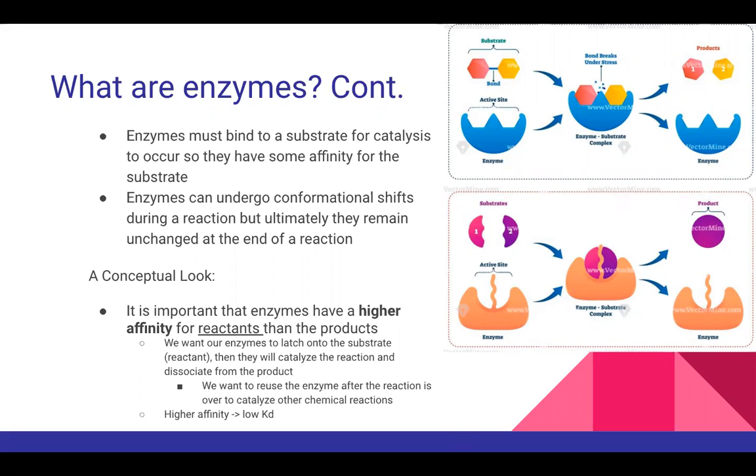It's important for enzymes to have a higher affinity for reactants than products, because we want the enzymes to latch onto the substrate, which is the reactant. Then they will catalyze the reaction and dissociate from the product. We want to reuse the enzyme after the reaction, so it comes out the same and we can reuse it in the cell. And then, like Jason mentioned before, higher affinity is the same as having a low KD. That's all I have to say on that slide.